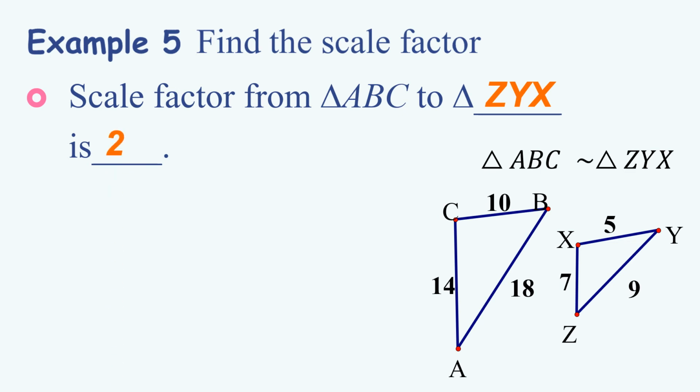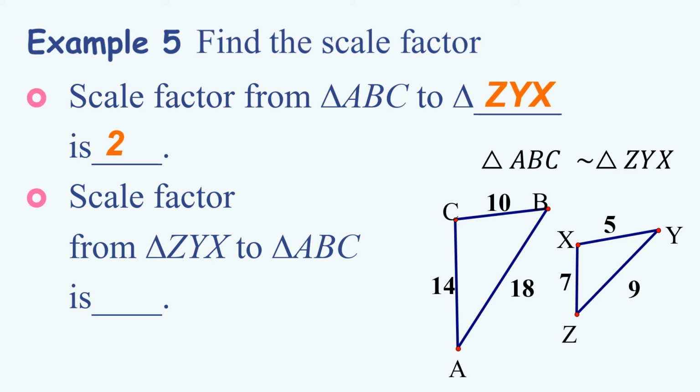And we have it here. Now, we can reverse this. We can find the scale factor from the triangle CYX to the triangle ABC. And as you can figure out, the answer is going to be the reciprocal of the answer that we got. So let's see what it would be. Let me choose one side from the triangle CYX and one corresponding side of the triangle ABC.